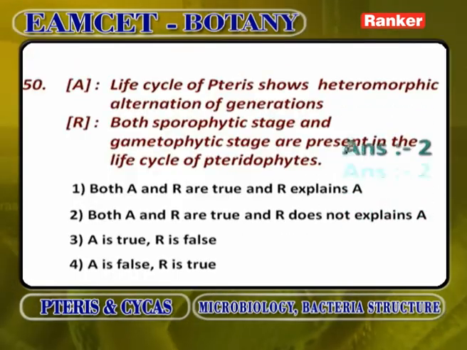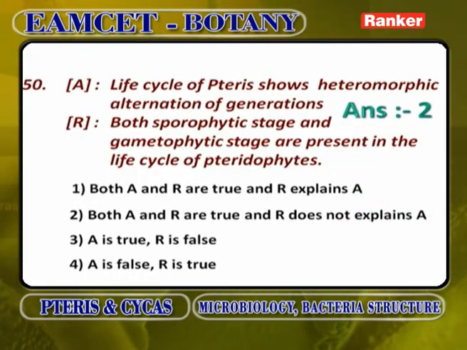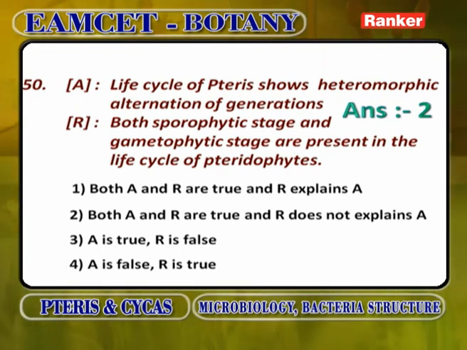Third option, another assertion reasoning. Life cycle of Pteris shows heteromorphic alternation of generations. Both sporophytic stage and gametophytic stage are present in the life cycle of pteridophyte. Life cycle of Pteris is popularly called heteromorphic alternation of generation is correct. Both sporophytic stage and gametophytic stage are present in the life cycle of pteridophyte is correct, but not the correct explanation of A.